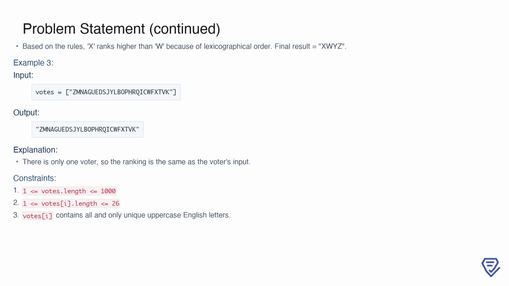Now let's consider the third example, where the input is votes equals ZMNAGUEDSJYLBOPHRQICWFXTVK. In this case, there is only one voter, so the ranking is directly determined by the order provided in the input string. Since no other votes are involved, the output is simply ZMNAGUEDSJYLBOPHRQICWFXTVK, identical to the input.